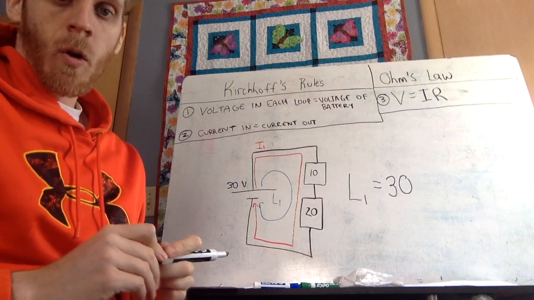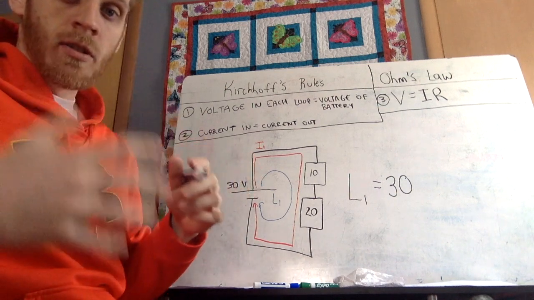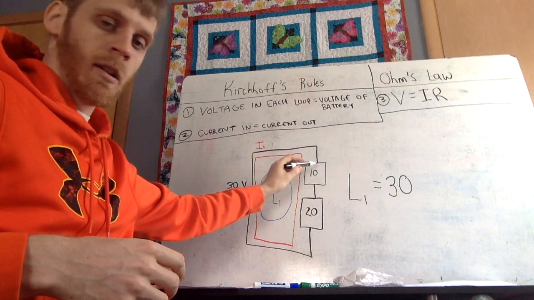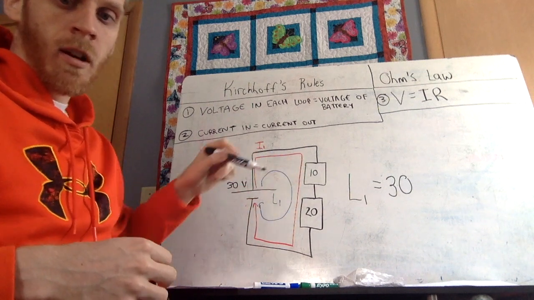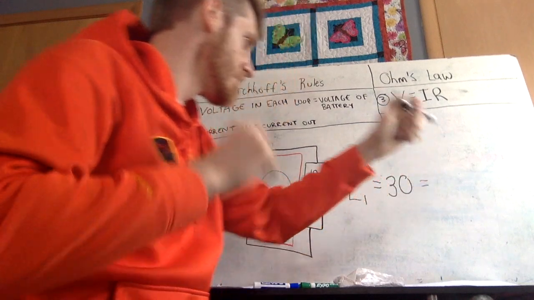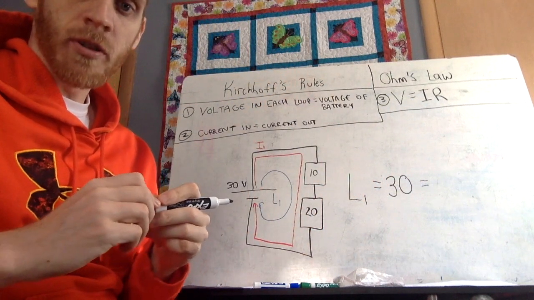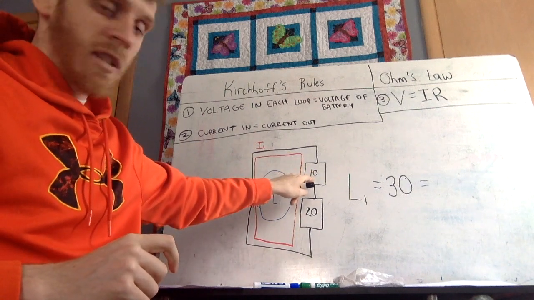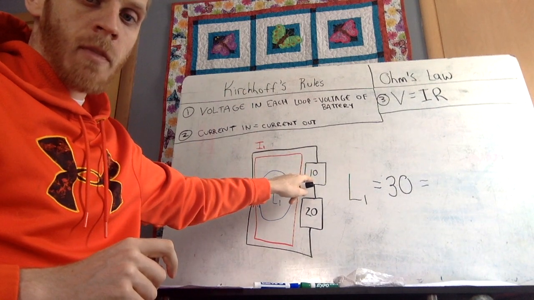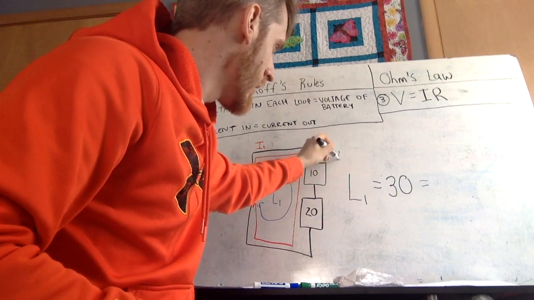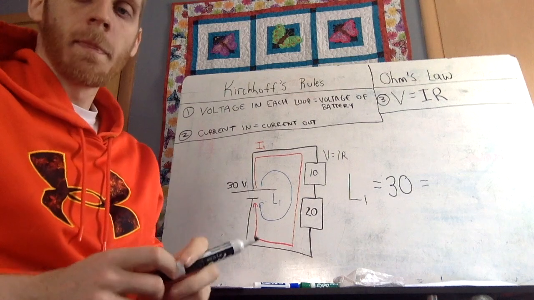Now, where is that voltage being given to? Well, it's going to go around and some of that voltage is going to be used up here, some of the voltage is going to be used up here. So I'm going to set that equal to, that 30 volts has to get used up in two different spots. So some of it's used up here. The amount of voltage that this one uses up is going to equal V equals IR using Ohm's law.